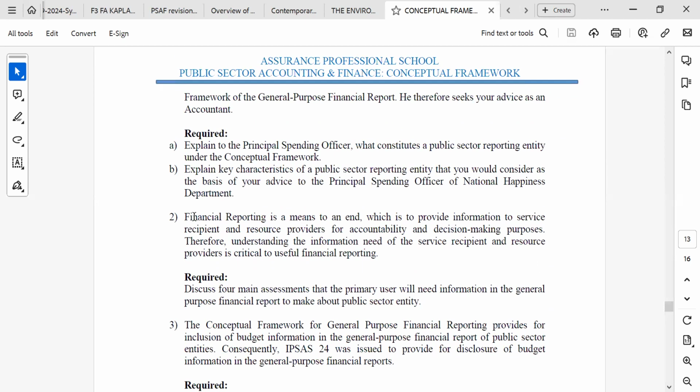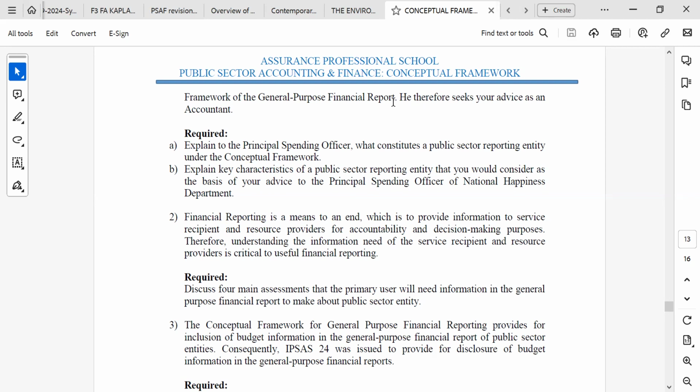Financial reporting is a means to an end, which is to provide information to service recipients and resource providers for accountability and decision-making purposes. Therefore, understanding the information needs of the service recipients and resource providers is critical to useful financial reporting. Discuss 4 main assessments that the primary users will need information in the general purpose financial report to make about public sector entities.